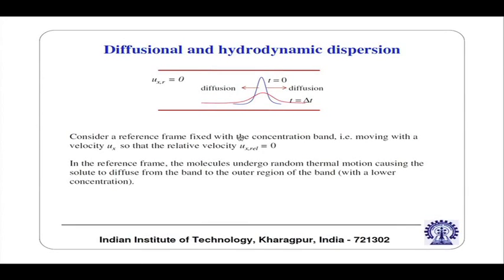So, in the reference frame the molecules undergo random thermal motion causing the solute to diffuse from the band to the outer region of the band because of the concentration gradient. So, that is what you see from the blue concentration profile, you will see the emergence of the red concentration profile at t equal to delta t.